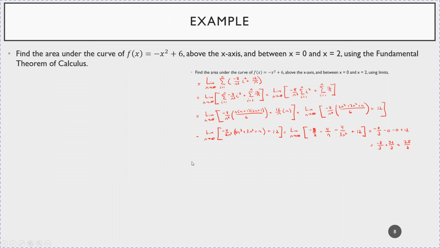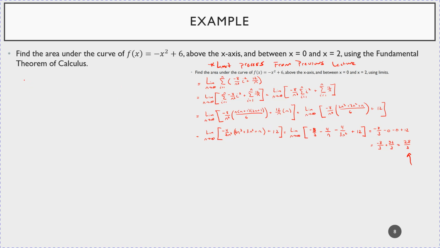Okay, so here was the problem. Let's find the area under the curve of f of x equals negative x squared plus 6 above the x-axis and between x equals 0, now using this fundamental theorem of calculus. Over here, this part was the limit process from a previous lecture. And what we saw was that the area should be 28 over 3. So let's use this fundamental theorem to show that.